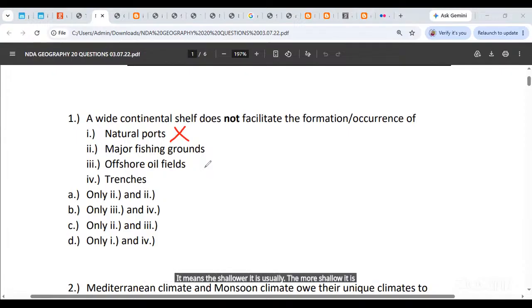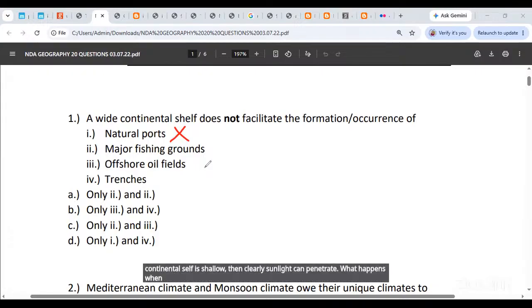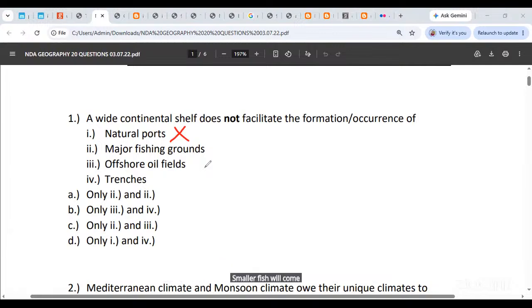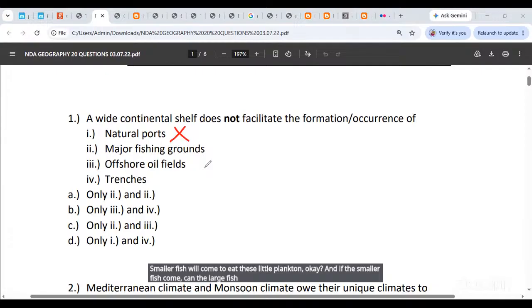And if the continental shelf is shallow, then clearly sunlight can penetrate. What happens when sunlight can penetrate that water? Planktons can grow. छोटे छोटे plants होते हैं, planktons, those can grow. As long as the planktons can grow, smaller fish will come to eat these little planktons. And if the smaller fish come, can the large fish be way behind? No, they'll also follow the smaller fish, right? So major fishing grounds is a total yes as far as continental shelves are concerned. Can offshore oil fields be formed on?